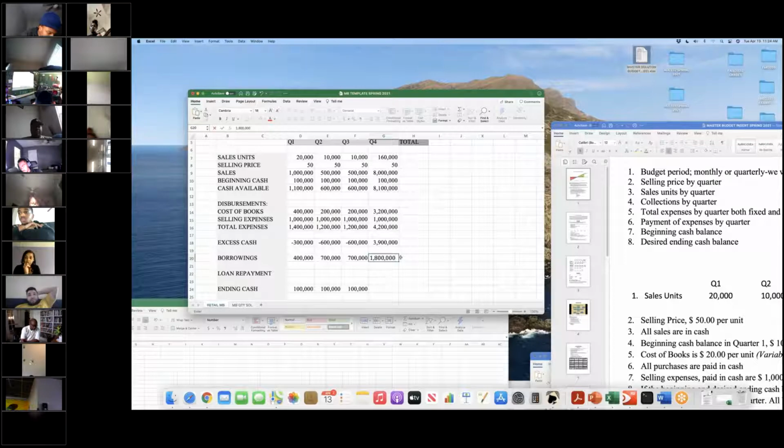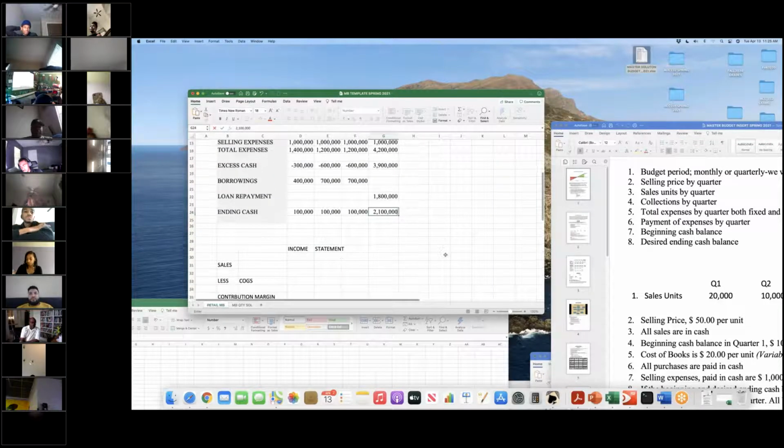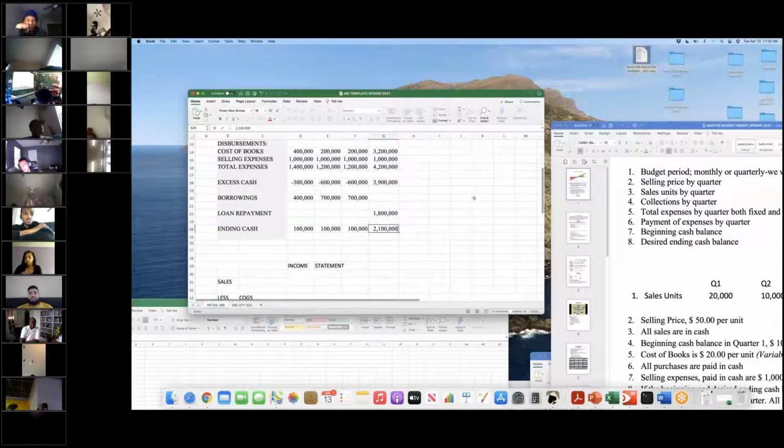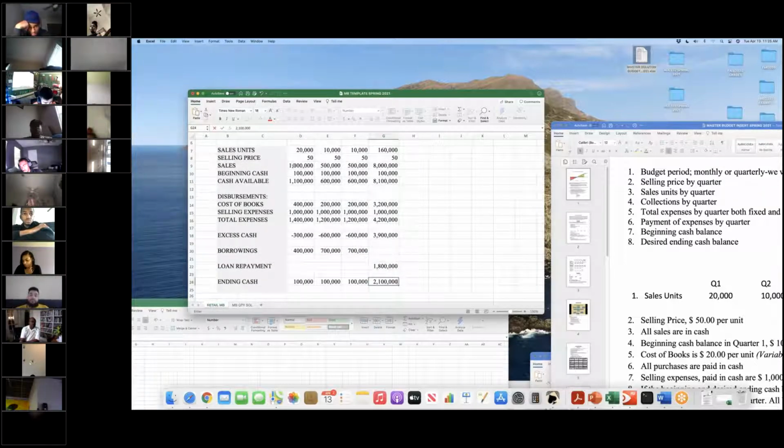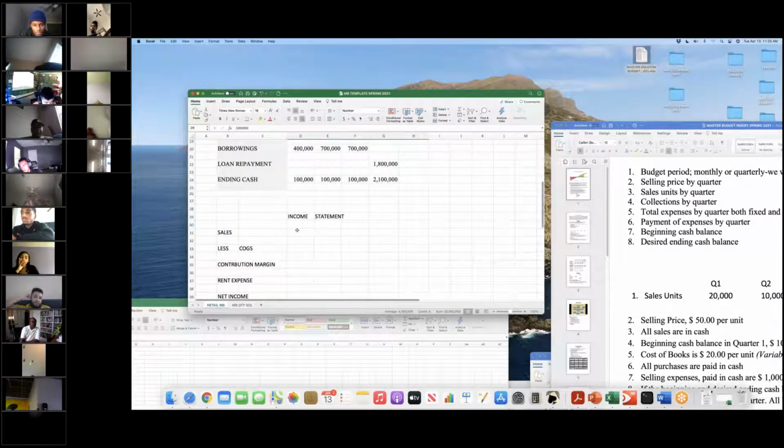I got down the wrong line. Let's see. So now we're going to come here and pay it back. And so how much cash do we have now after we pay them back? 2,100,000. So we got 2,100,000, and if we did an income statement, our sales would have been what? 10 million, correct? So our sales would have been 10 million.